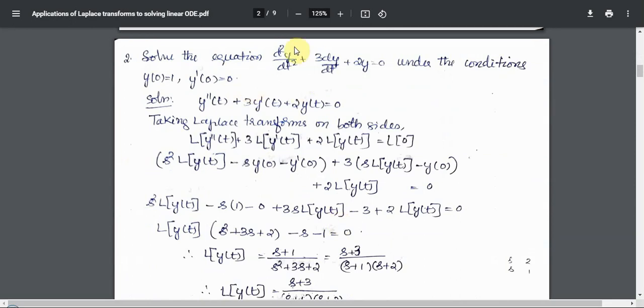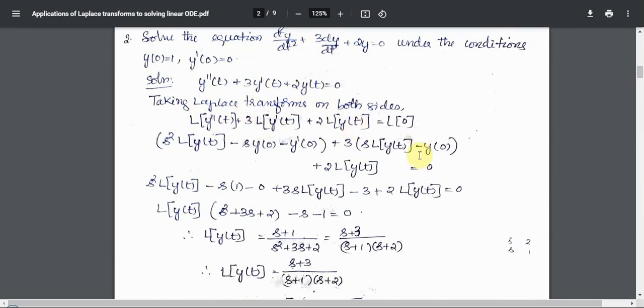Similarly, this one, again I have a second order linear differential equation. What I should do, first I should express d in terms of y dash and y double dash. Therefore, this is y double dash of t plus 3 into y dash of t plus 2 into y of t is 0. I take Laplace transforms on both sides. L of y double dash of t plus 3 into L of y dash of t plus 2 into L of y of t is L of 0.